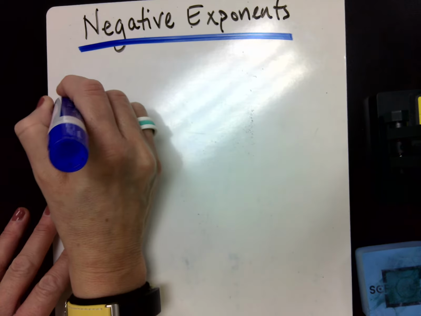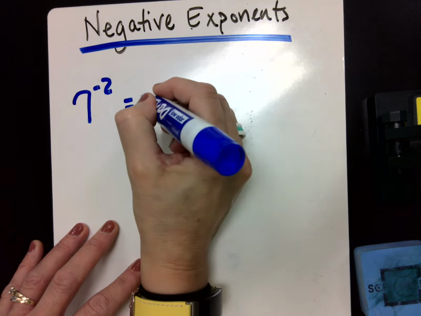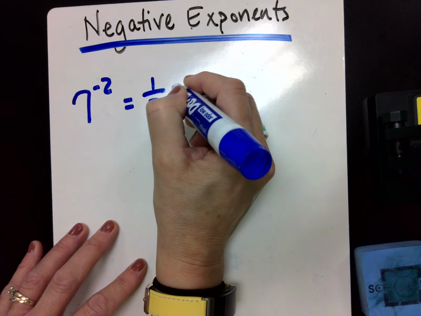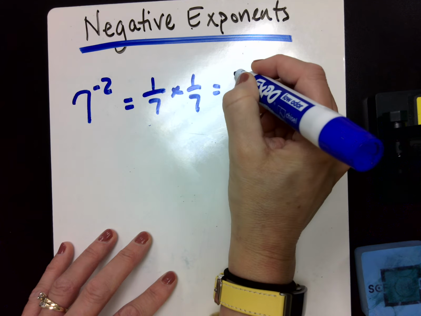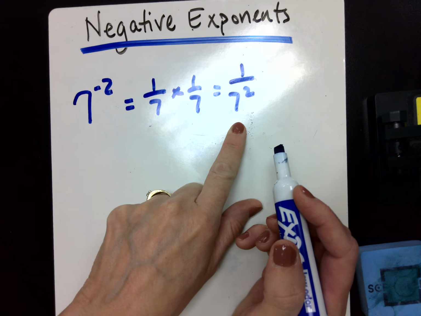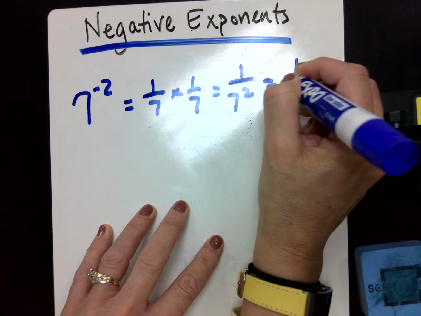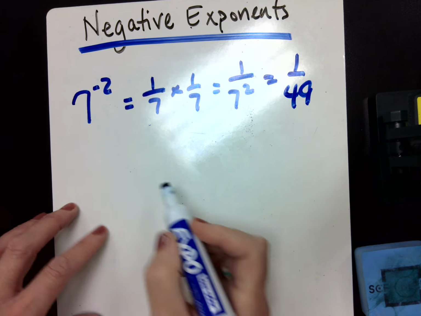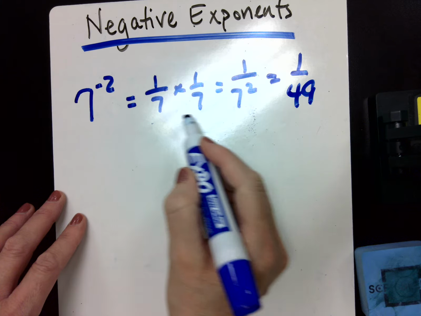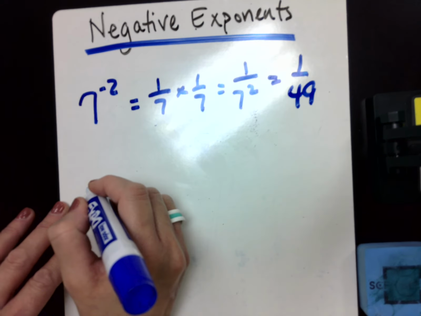So if you have 7 to the negative second power, that's actually 1 over 7 times 1 over 7. And that's 1 over 7 squared, which is basically flipping this base and keeping the exponent with the 7. And you get 1/49. Now, once you get the hang of it, you won't have to do all this work here. Let's try another one with just a 2 as an exponent.